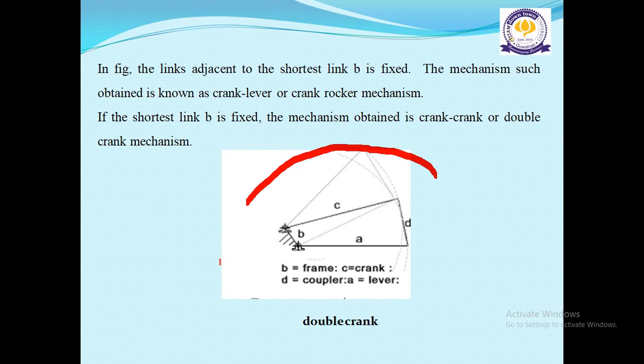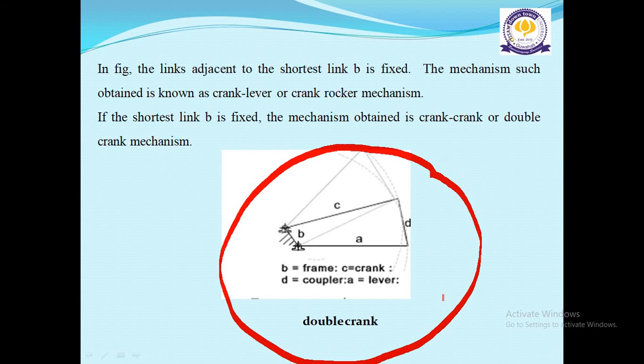So here you can see in this figure the double crank mechanism, where A is the lever and B is the frame and it is fixed. C is the crank and D is the coupler in this figure.